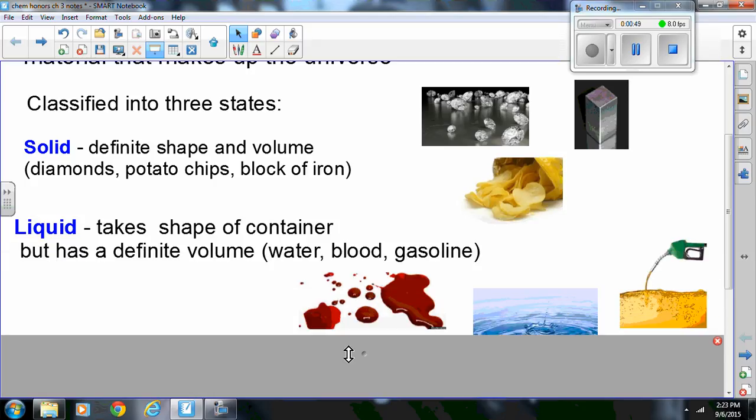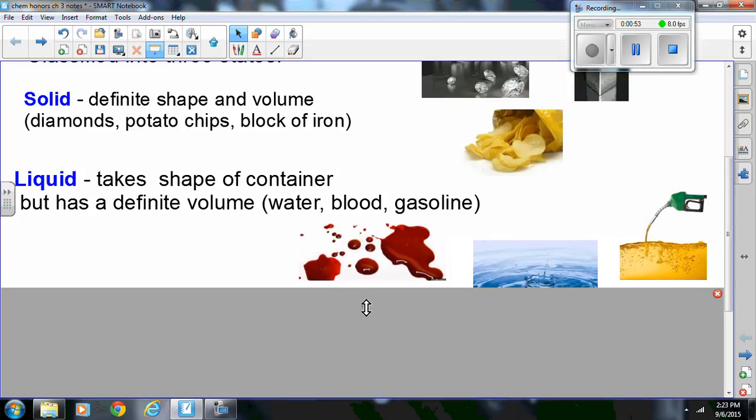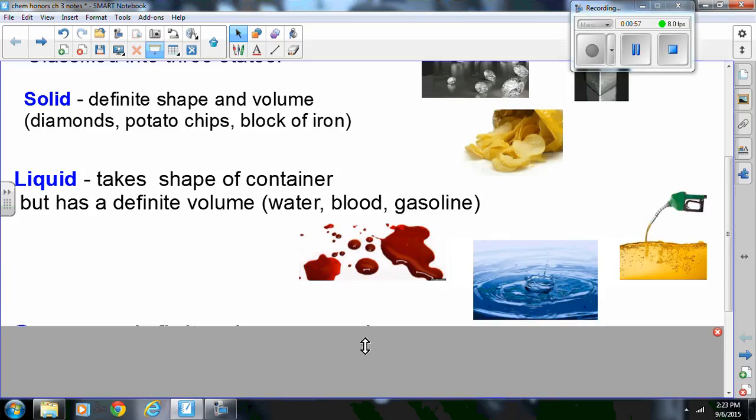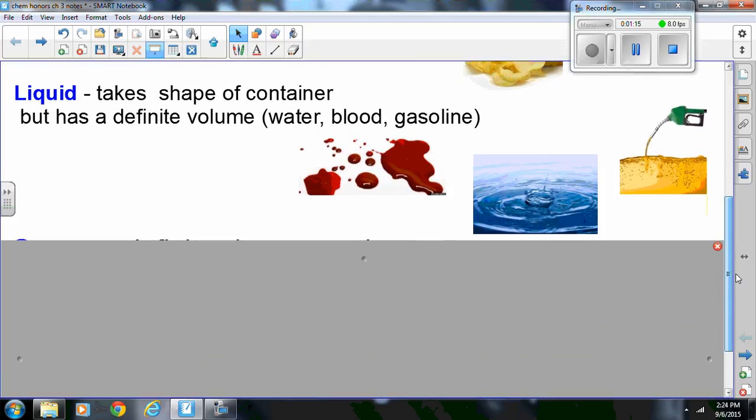Liquids will take the shape of their container. So they have a definite volume that you can measure, but their shape is based on whatever container you put them in. So here you have blood, and that's usually flowing in the human body. Here you have water, which is either flowing through pipes or it's in the oceans. And then here you have gasoline, which is usually in the pumps and then put into the car tank.